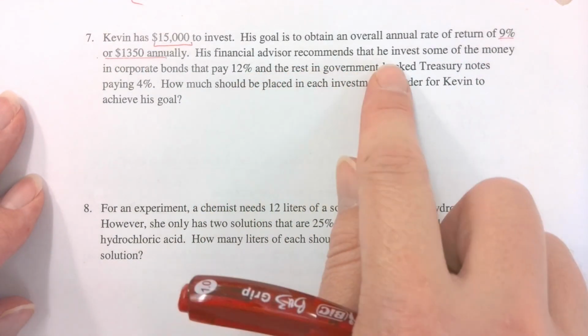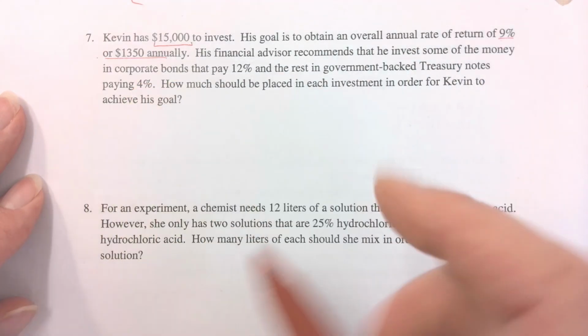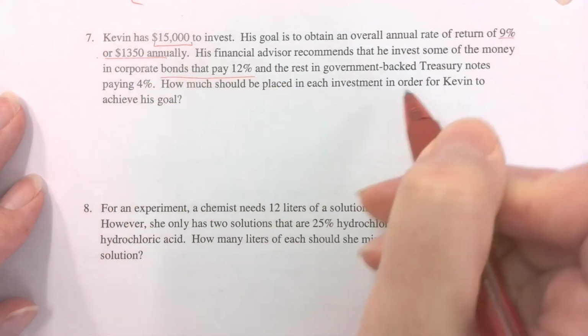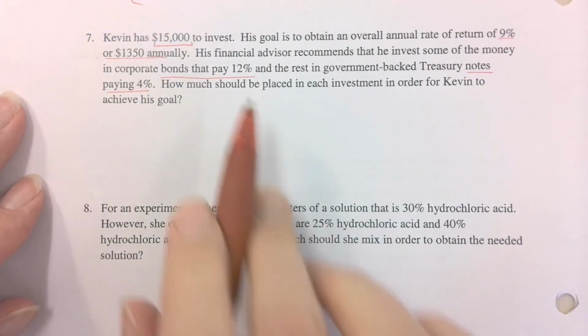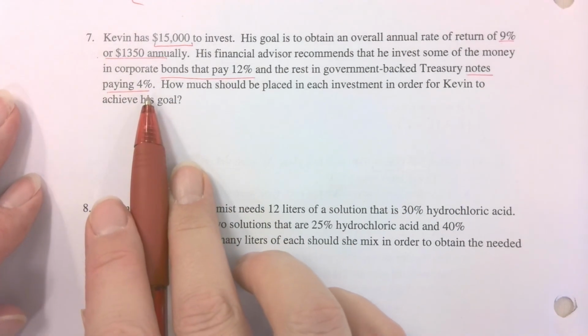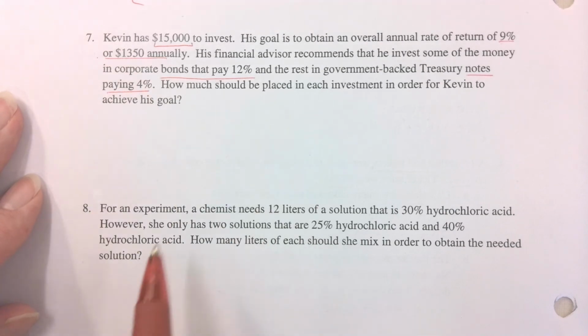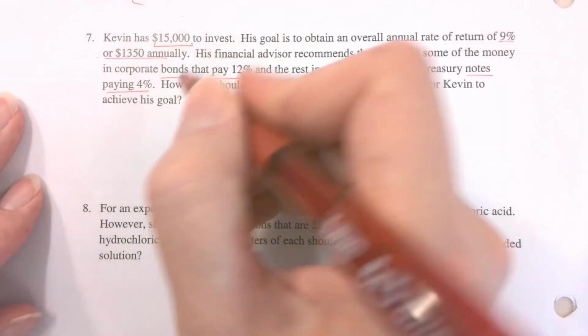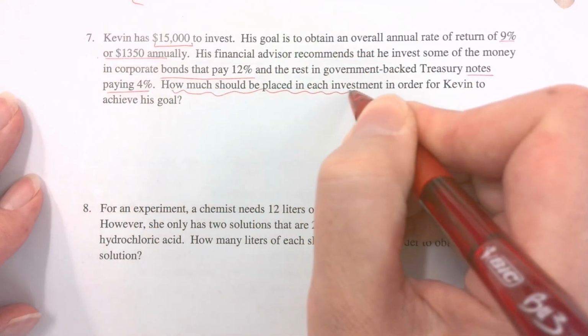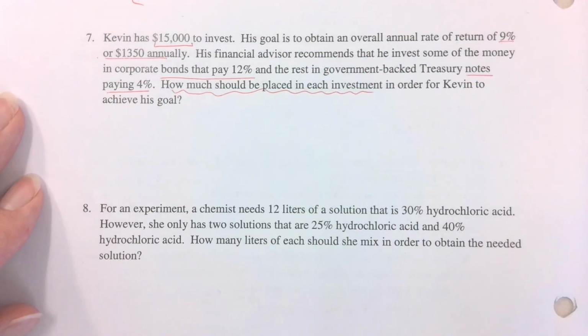His advisor recommends to invest in corporate bonds. Okay, so these bonds pay 12% and the rest in government-backed treasury notes, which pay 4%. These interest rates are not what you're going to get today, but we're going to use them. Here it is. How much should be placed in each investment? Okay, how much should be placed in each investment in order for him to achieve his goal?